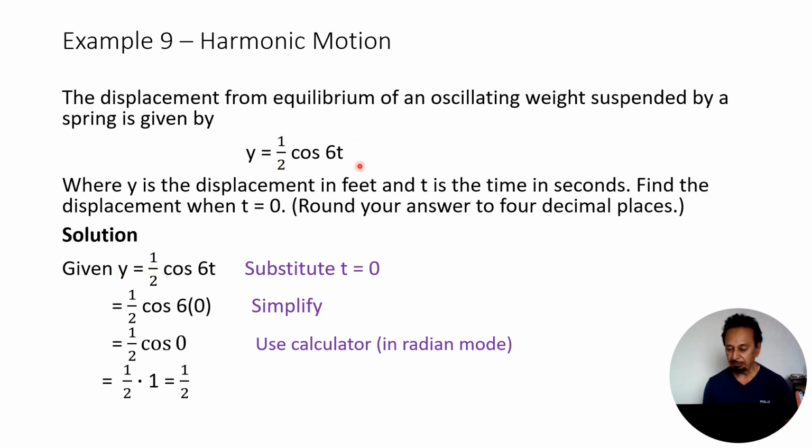So we start with this equation, y equals 1 over 2 cosine 6t. I may substitute t equal to 0. So this becomes 1/2 cosine of 6 times 0. 6 times 0 is 0, so it becomes 1/2 cosine 0. Now we can put it on the calculator in radian mode, and we find cosine 0 is 1. Or you can also use the unit circle. From the unit circle, cosine of 0 is x, and on the x-axis, the x is 1. So the final answer is 1/2 times 1, which is 1/2.